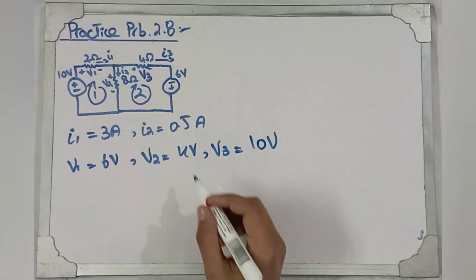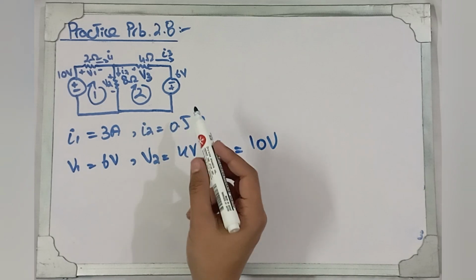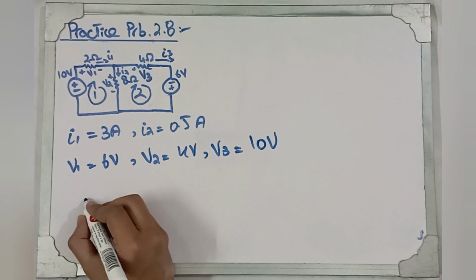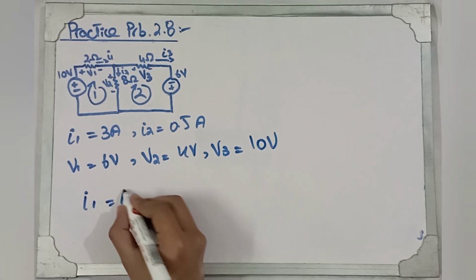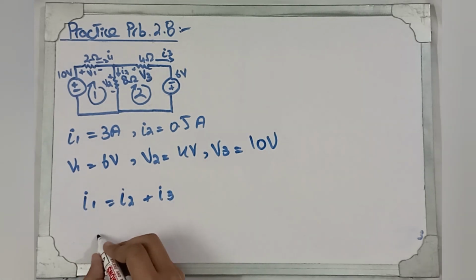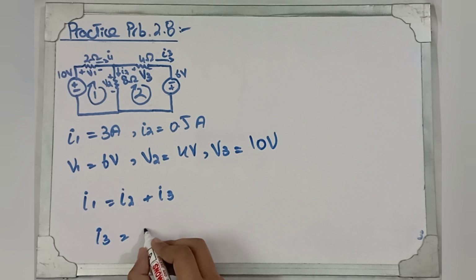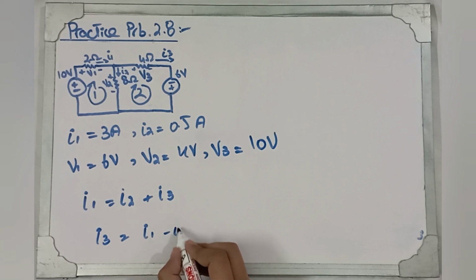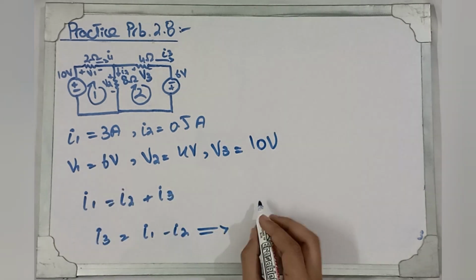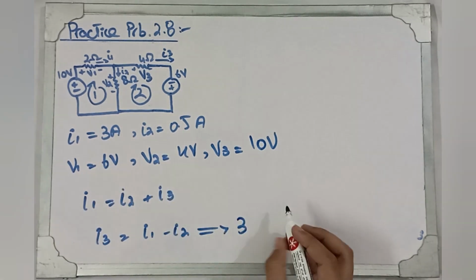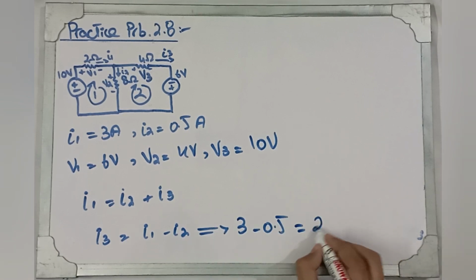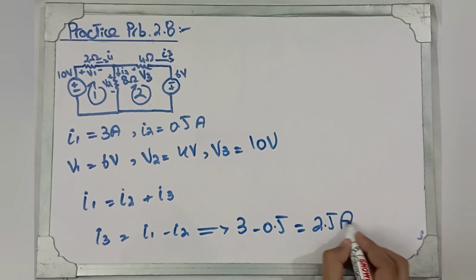Now the only thing that is remaining is the value of I3. We can calculate it by using Ohm's law or by using the KCL equation. So we will use the KCL equation. I1 was equal to I2 plus I3, so I3 will become I1 minus I2. The value of I1 was 3 amperes, so 3 minus I2, which was 0.5, will give us our answer for I3, that will be 2.5 amperes.